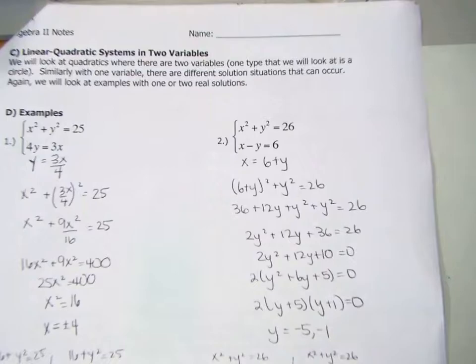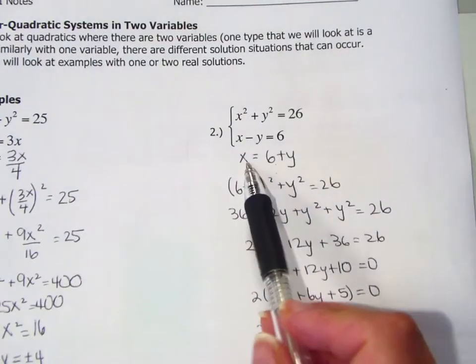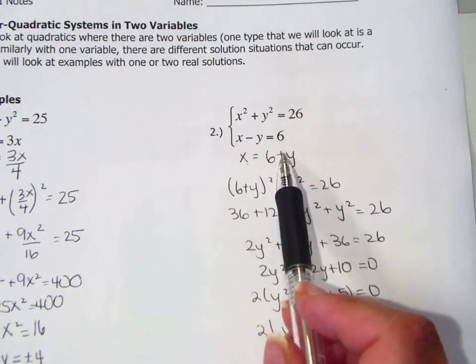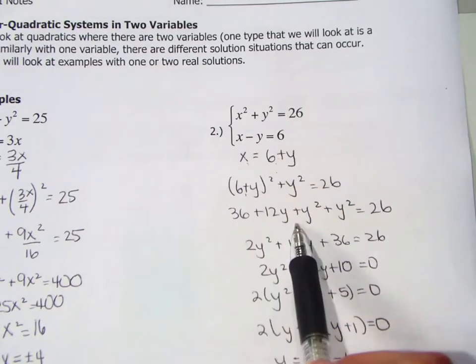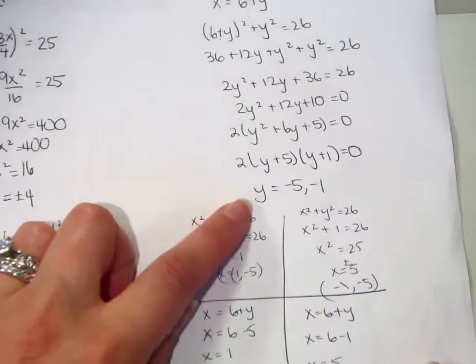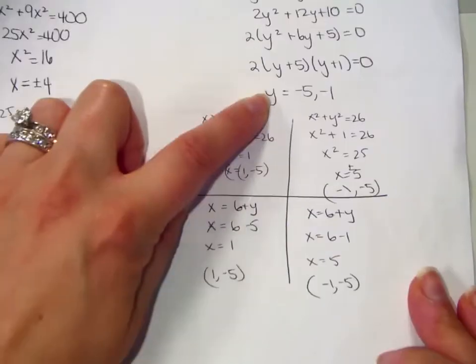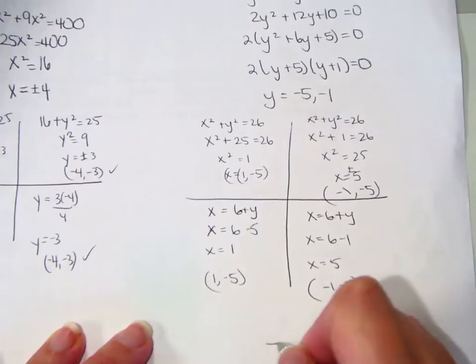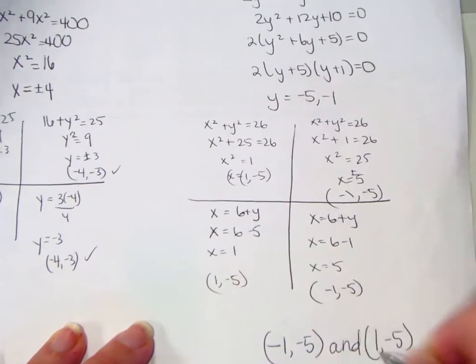Hopefully you gave that one a shot. This one was a little more difficult than the first one because you end up with x or y, depending on what you solved for, being a quantity. When you plug that quantity in, you have to multiply out that binomial. When all is said and done, I ended up solving for y first, but you may have done it differently. But the two solutions that we should have are (-1, -5) and (1, -5).